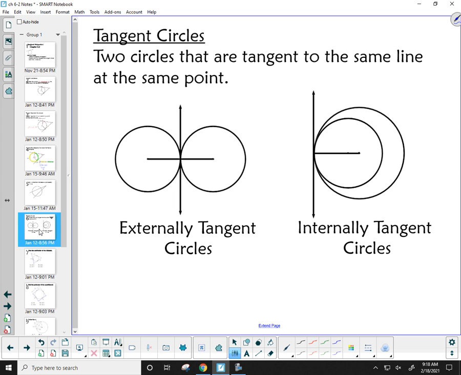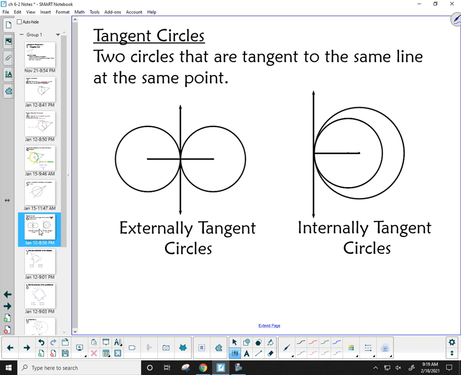The other thing I wanted to bring up is something called tangent circles. Circles can actually be tangent to each other. I only bring this up because it's come up every once in a while. People ask me what are tangent circles. I don't know if they've seen it on the ACT or whatever, so I just throw it in here.